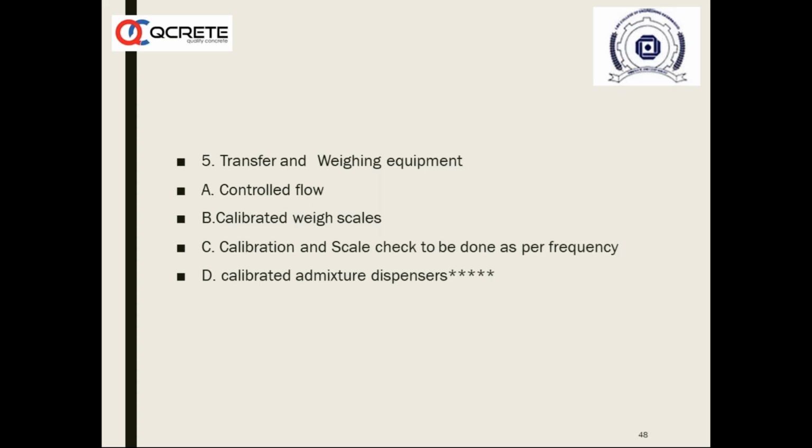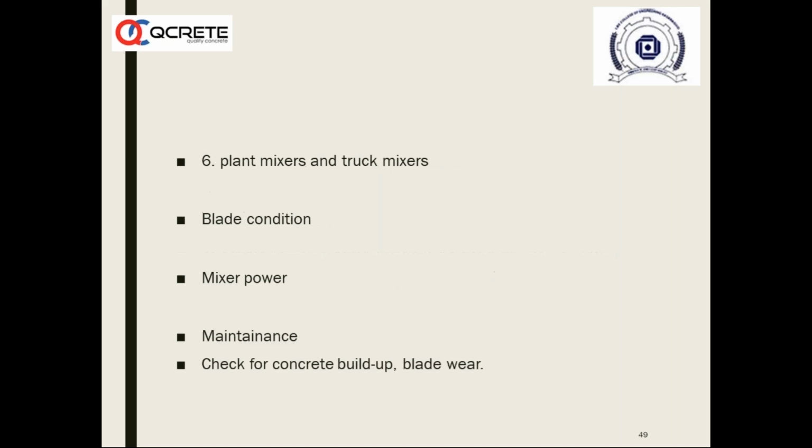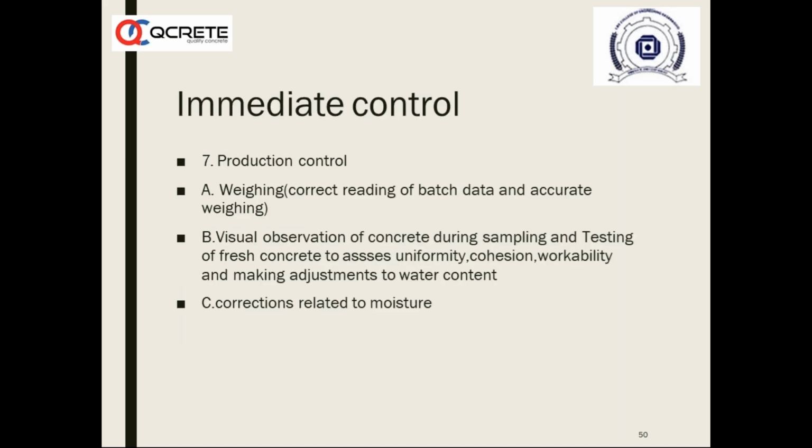Also, calibration has to be done timely, once in 3 months as per IS, but many other ready-mix companies do it every month. Plant mixers and truck mixers have to be maintained well: blade condition has to be good, mixer power, maintenance, and check for concrete buildup; there should not be buildup. All these precautions we have to take.